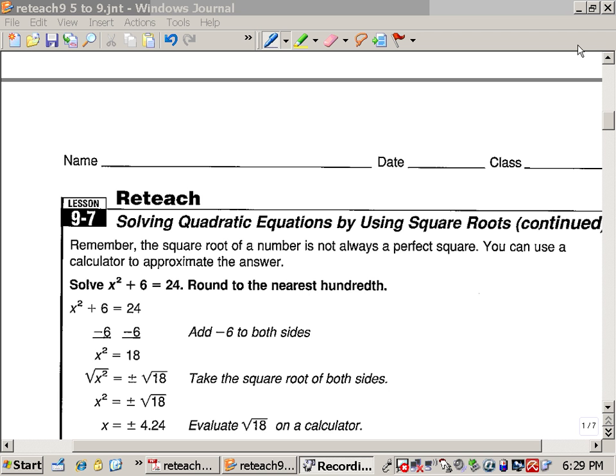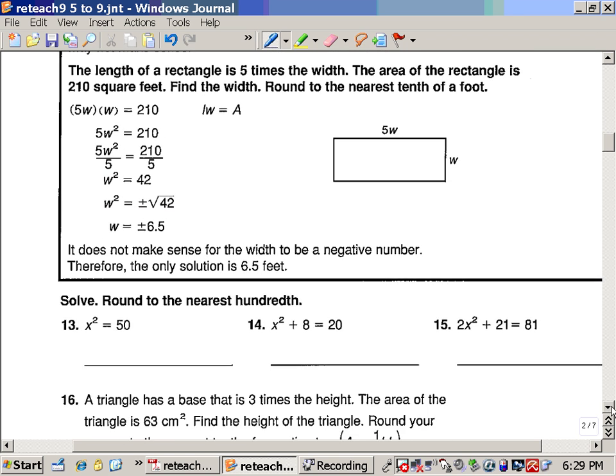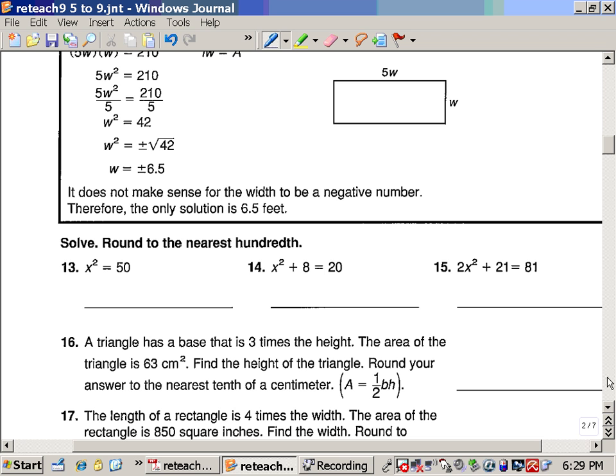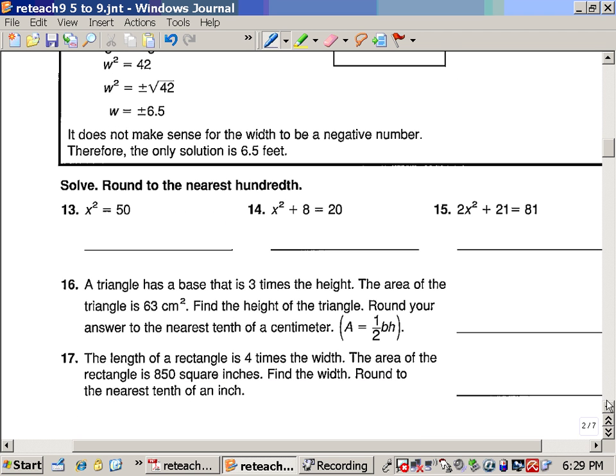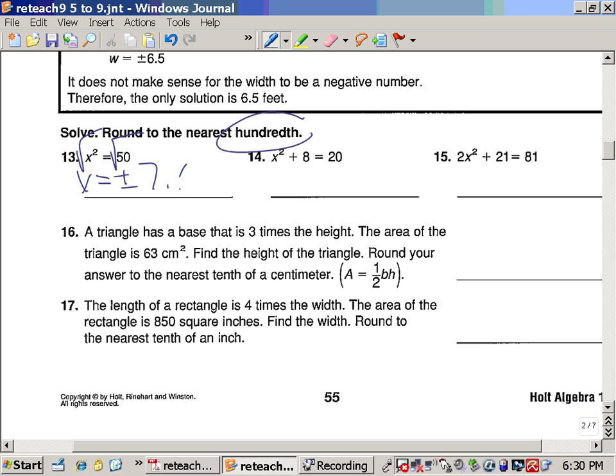Okay, the next page we're going to look at is 9-7 Reteach, and this is about taking square roots. Here's a problem and a word problem, and we're going to try these problems right here. What I have to do first using square roots is take the square root of each side. If you don't know the square root of 50, it does say round to the nearest hundredth. I take the square root of 50, and x is going to be positive and negative 7.07.